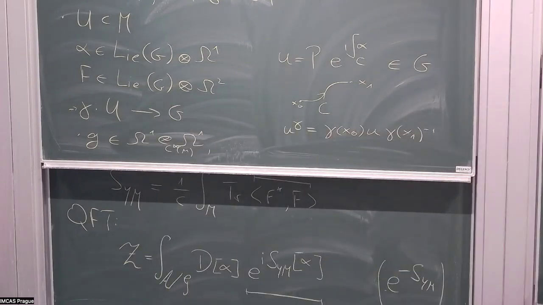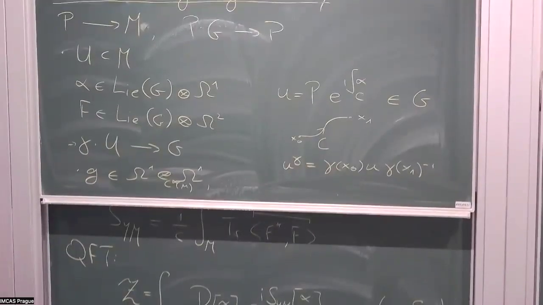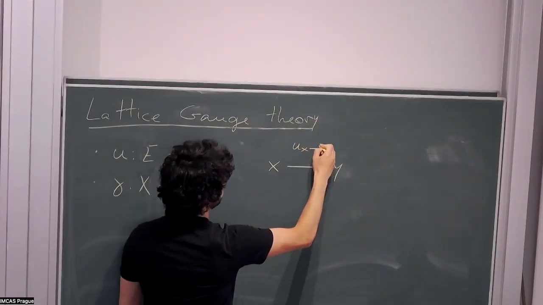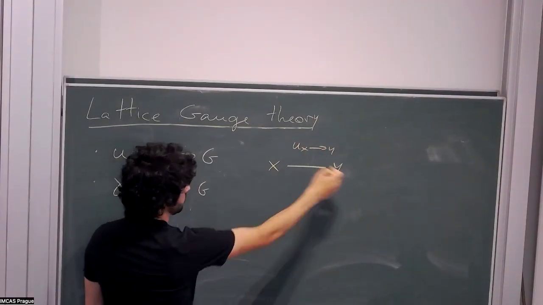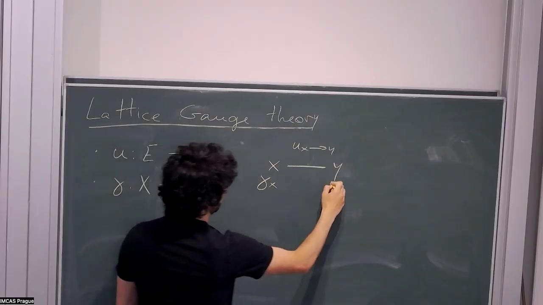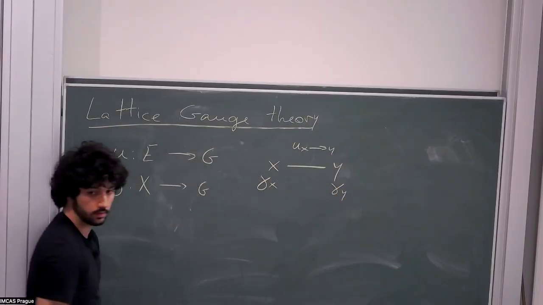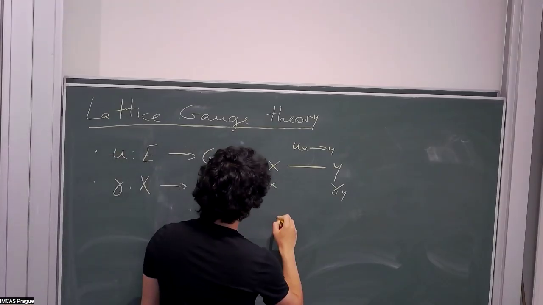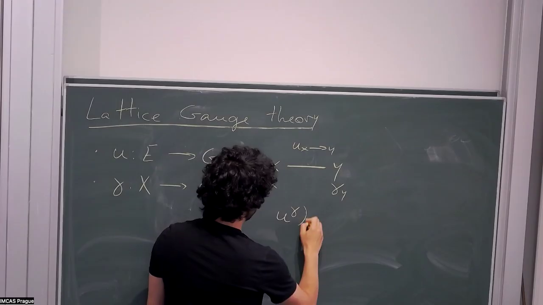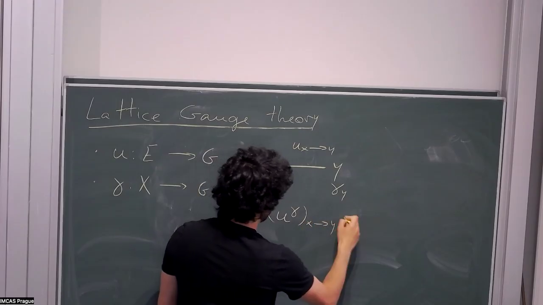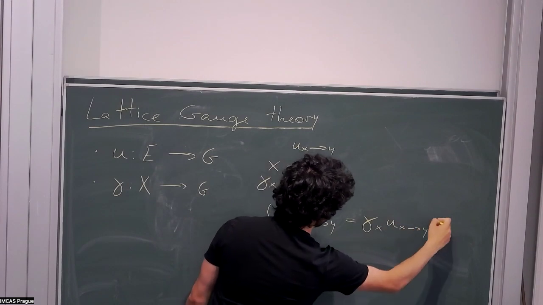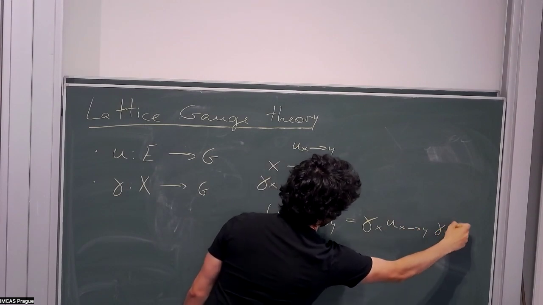And here they do the same. So for example, we have two vertices on a graph. We associate a holonomy here, and to each point we then get some value in the group. And this holonomy transforms exactly in the same way. So we have that u gamma x going to y is equal to gamma x, u x going to y, and then gamma y minus 1.